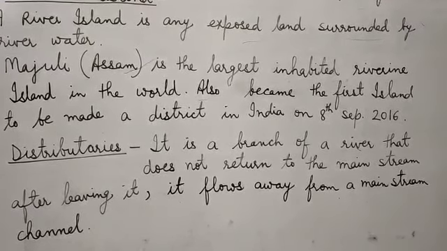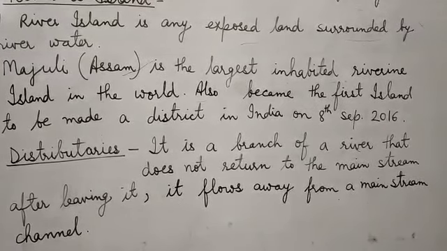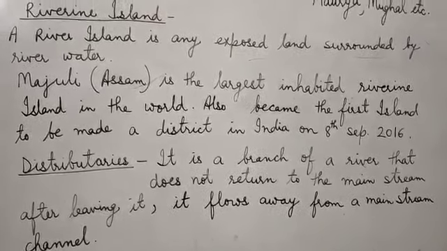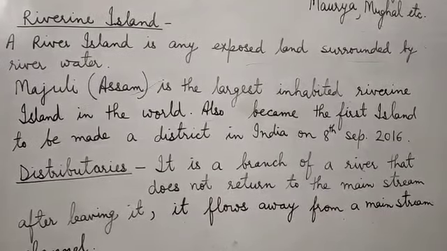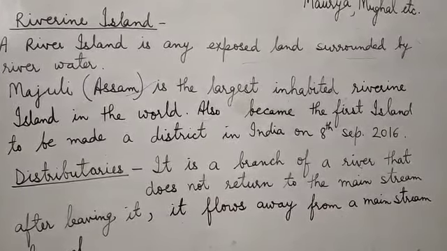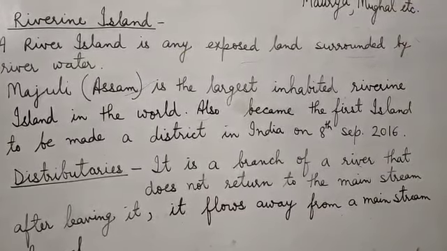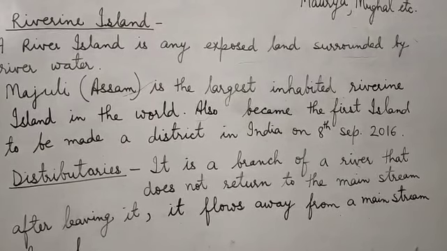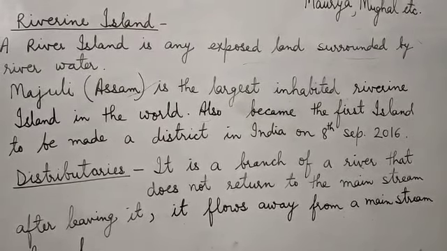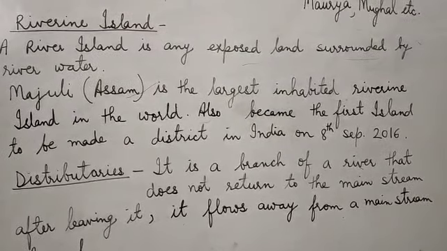So Brahmaputra comes with lots of sand, and when it enters the plain slope of Assam, it deposits a huge amount of silt. Because of this huge deposition year after year, this island has been formed by the high deposition by river Brahmaputra in Assam.